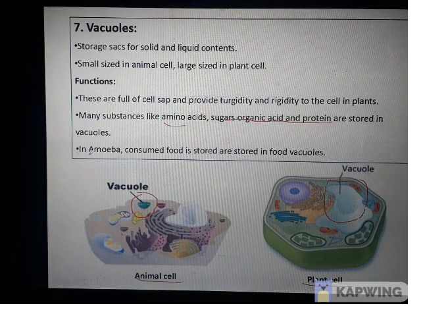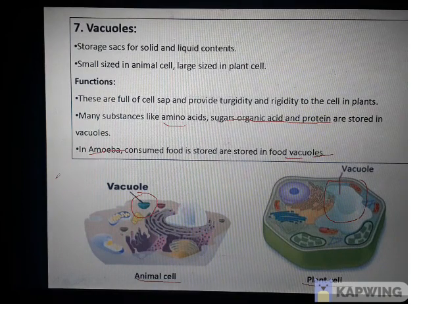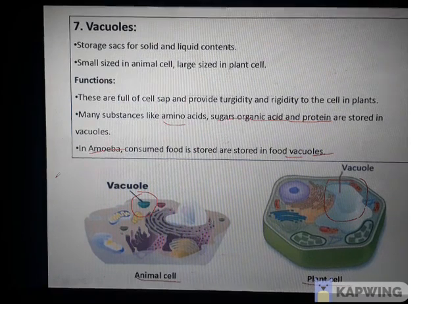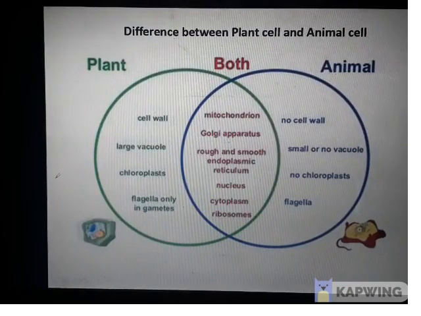In amoeba, a unicellular organism, it mainly consumes food. When it consumes food, it stores that in vacuoles only. Major difference between plant cell and animal cell: plant cell contains plastids, whereas animal cell doesn't contain plastids, and vacuoles are very big in plant cell as compared to animal cell. So you can see this difference.